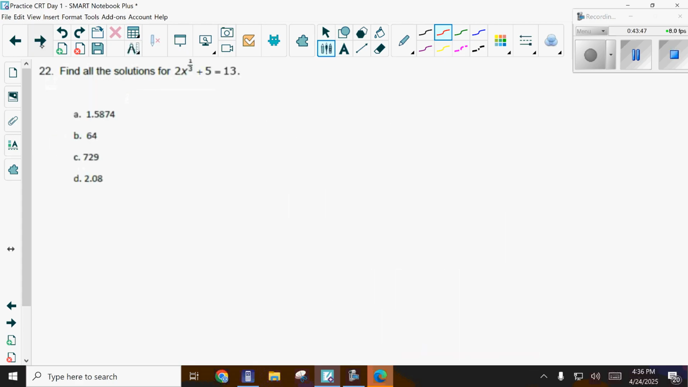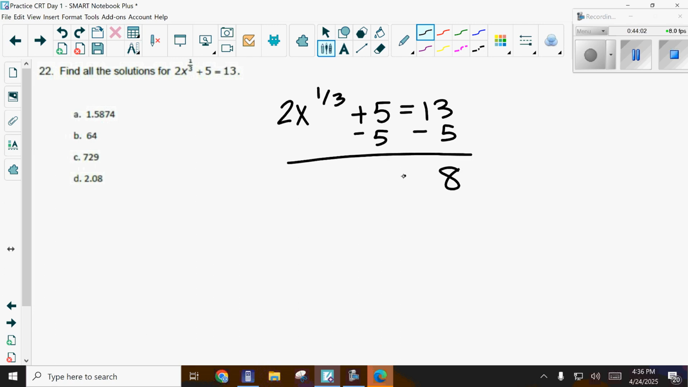Okay, number 22. Find all the solutions. So 2x to the 1/3 plus 5 equals 13. So what we're going to do here is we're going to try to isolate the 2x to the 1/3. So I'll subtract 5. So that's 8 equals 2x to the 1/3. And then I'll divide by 2. Now I want to get the x by itself.